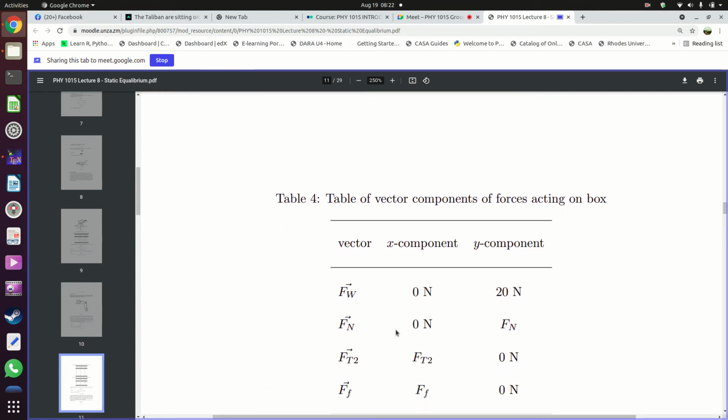Your normal force, Fn, so up here you write Fn cos 90 degrees, that's going to give you 0. Then here you write Fn sine 90 degrees, that's going to give you Fn. Are we clear?